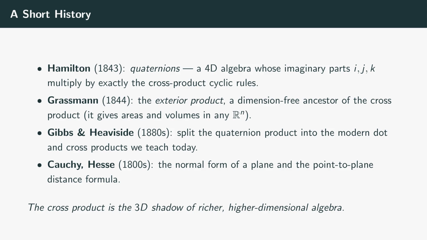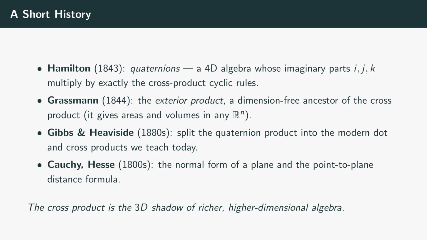A little history. In 1843, William Rowan Hamilton invented quaternions, a four-dimensional number system whose three imaginary parts, which he named i, j, and k, multiply by exactly the cyclic rules our unit vectors obey: i times j gives k, and so on around the cycle. The year after, in 1844, Hermann Grassmann introduced the exterior product, a dimension-free ancestor of the cross product that measures areas and volumes in any number of dimensions, far ahead of its time.